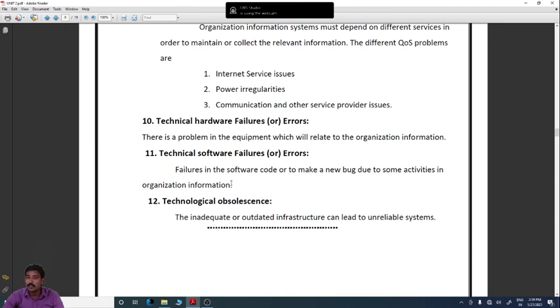A simple example: we always get updates for mobiles, and they say that after this date, this application won't run on this machine or on this particular version. Like that, we are providing inadequate or outdated infrastructure for storing, processing or transferring information in an organization. So these are the 12 possible factors that act as a constant danger to the organization.